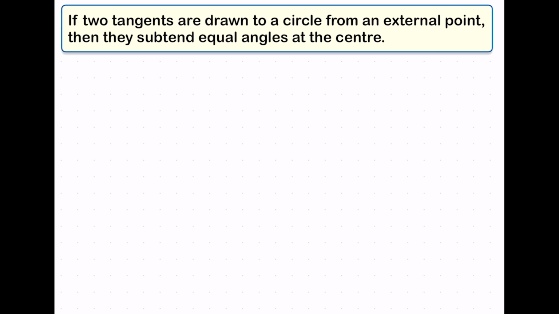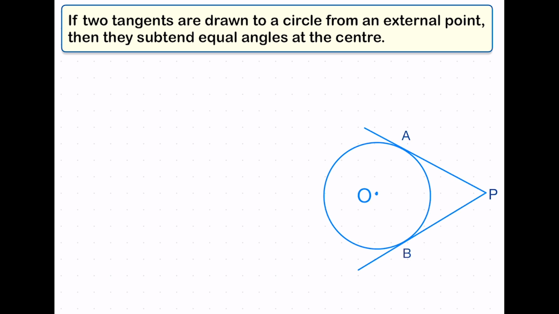Hello everyone. Today we are going to learn one of the extended results of the length of tangents drawn from an external point of a circle. The statement is: if two tangents are drawn to a circle from an external point, then they subtend equal angles at the center. To prove it, we'll take a circle centered at O, and PA and PB are two tangents to the circle.